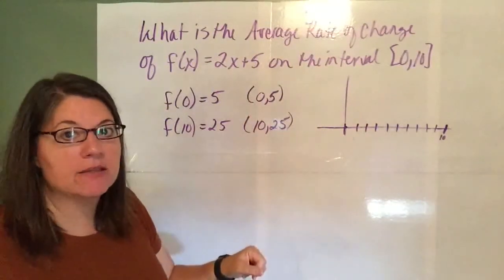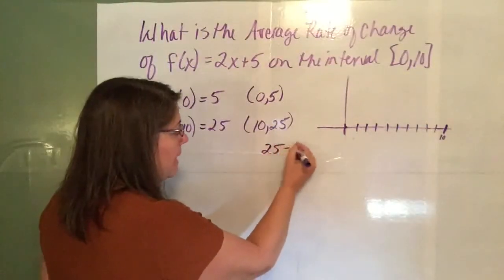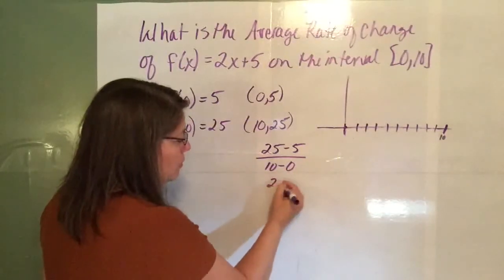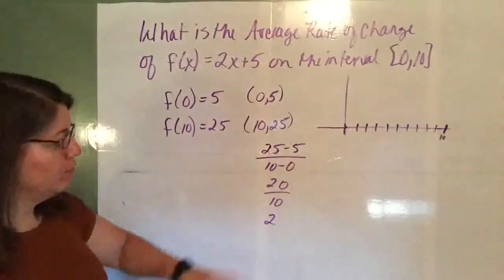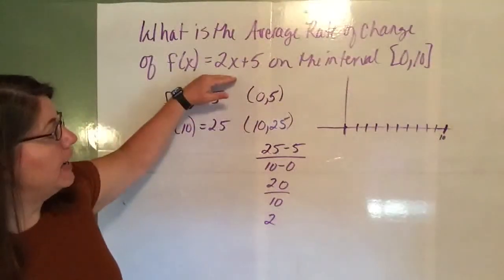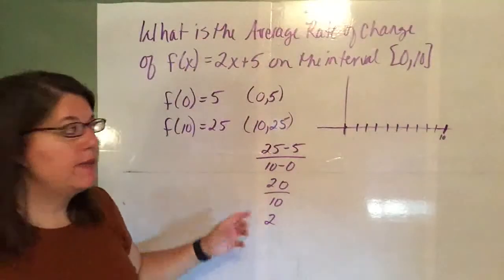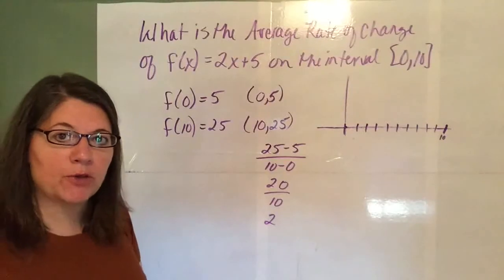They're asking us to find the slope of these 2 points. That's all this means. So if I find the slope here, I'm going to do 25 minus 5 over 10 minus 0, which gives me 20 over 10, which is 2. So the average rate of change for f of x on the closed interval 0, 10 is 2. They don't give us any units of measure, so we don't have to worry about that at this point. We'll do units of measure later.